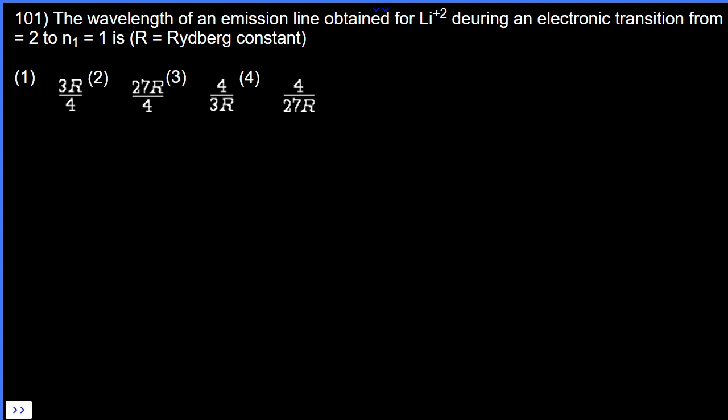The wavelength of emission obtained for lithium plus 2 during electronic transition from n2 is equal to 2 to n1 is equal to 1, where R is Rydberg constant. So this problem belongs to spectral series. In the case of spectral series, 1 by lambda is equal to R into Z square.